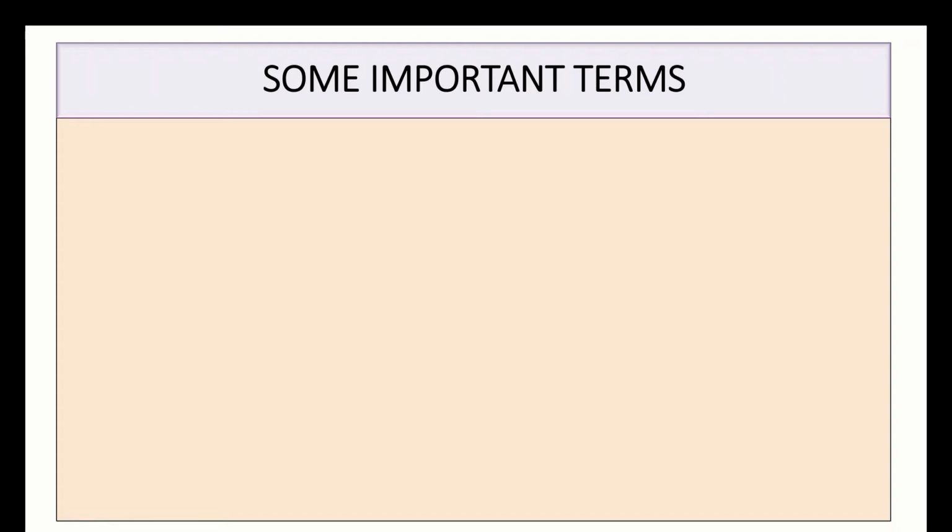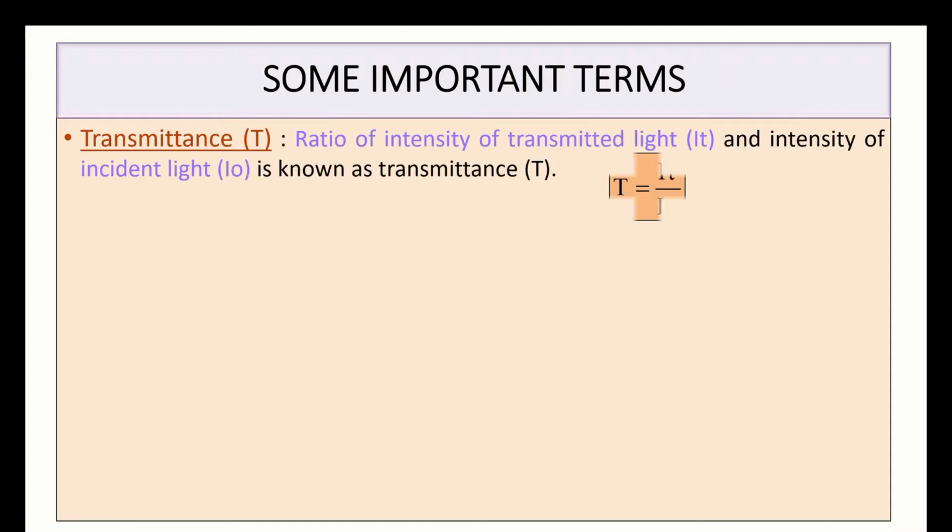Hello everyone. Now let us discuss some important terms that are used in photochemistry or colorimetric analysis. Transmittance. Transmittance is defined as the ratio of the intensity of the transmitted light to the intensity of the incident light. So mathematically we write T is equal to IT by I0.